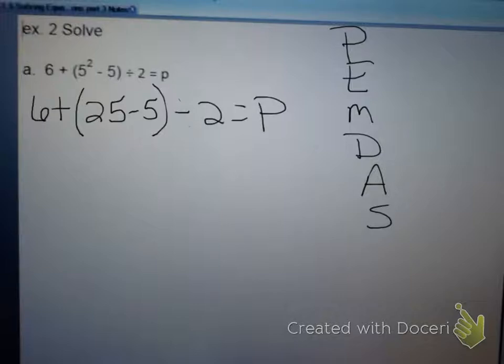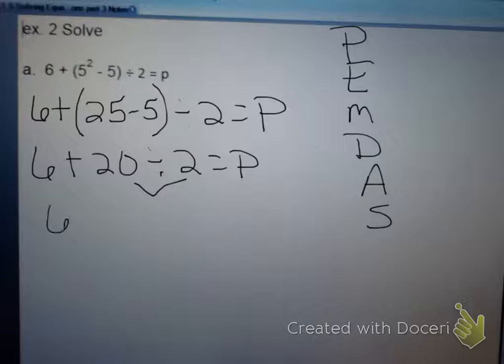I have to do inside the parentheses: 25 minus 5 is 20. So that's 6 plus 20 divided by 2. Now, order of operations says I do the division first, so that's 6 plus 10, and I just keep bringing down the equals p. And 6 plus 10 is 16, so 16 is equal to p.